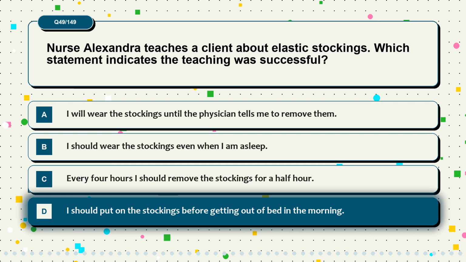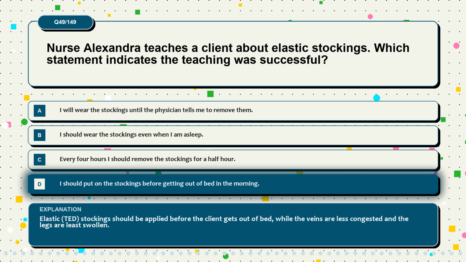The correct answer is option D, I should put on the stockings before getting out of bed in the morning. Elastic TED stockings should be applied before the client gets out of bed, while the veins are less congested and the legs are least swollen.